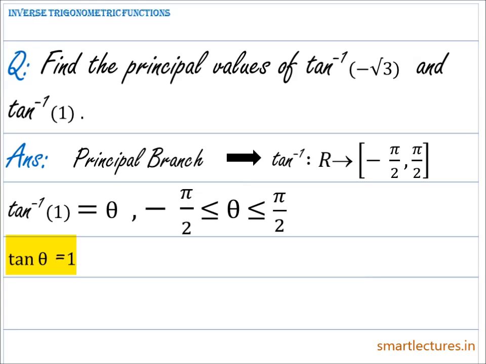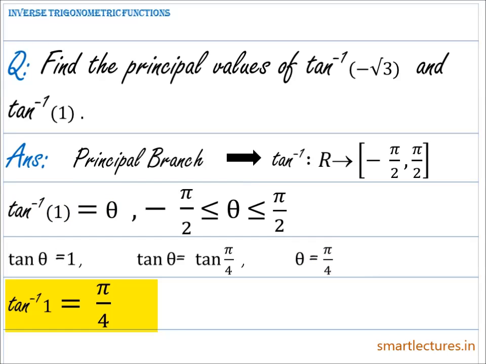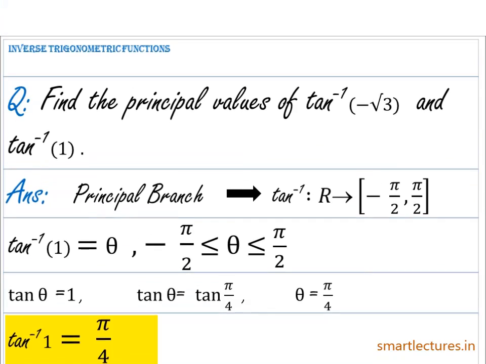And remember from the trigonometric table, tangent of 45 degrees is equal to 1. So in place of 1 we can write tangent of pi upon 4. That means tan theta is equal to tangent of pi upon 4, and so theta is equal to pi upon 4. And now tan inverse 1 is equal to theta, so tan inverse 1 is equal to pi upon 4. And this is the principal value of tan inverse 1.